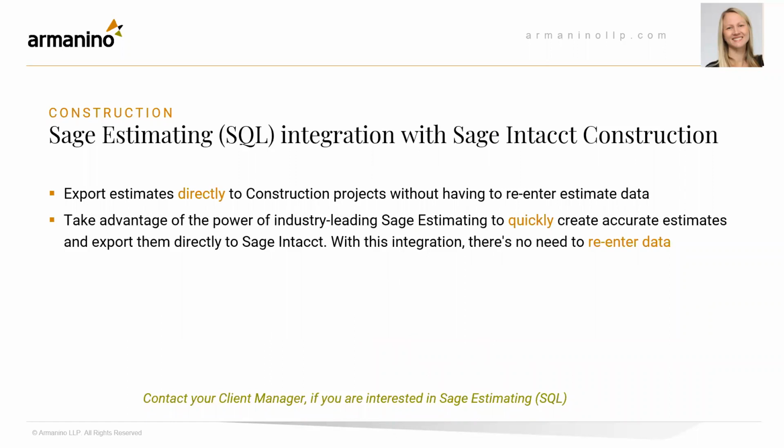All right. Then they released the Sage Estimating integration with Sage Intacct Construction. This will export all of your estimates directly into the construction projects without having to do double entry. You can take advantage of the power of industry-leading Sage Estimating, which will help quickly create accurate estimates and then export them directly into Sage Intacct. Again, there's no need to re-enter your data. So it's going to be easily available in the construction module.